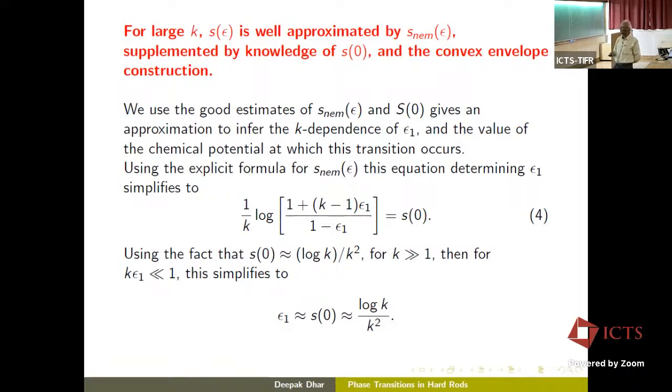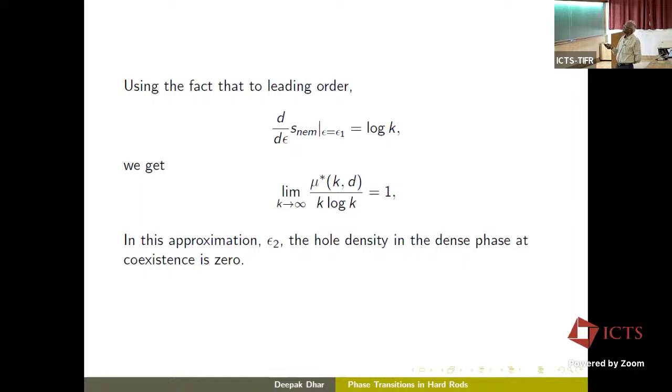Okay, and again, since you know this epsilon 1, you can also calculate the slope at this point, and you can show that mu star over k log k tends to 1 as k goes to infinity in this approximation. So in this approximation, epsilon 2, the hole density in the dense phase at coexistence, is 0, which cannot be true. Okay, but so we are working iteratively, and we are saying that the correction to this behavior is small, and now we will estimate the correction. How much is the correction?